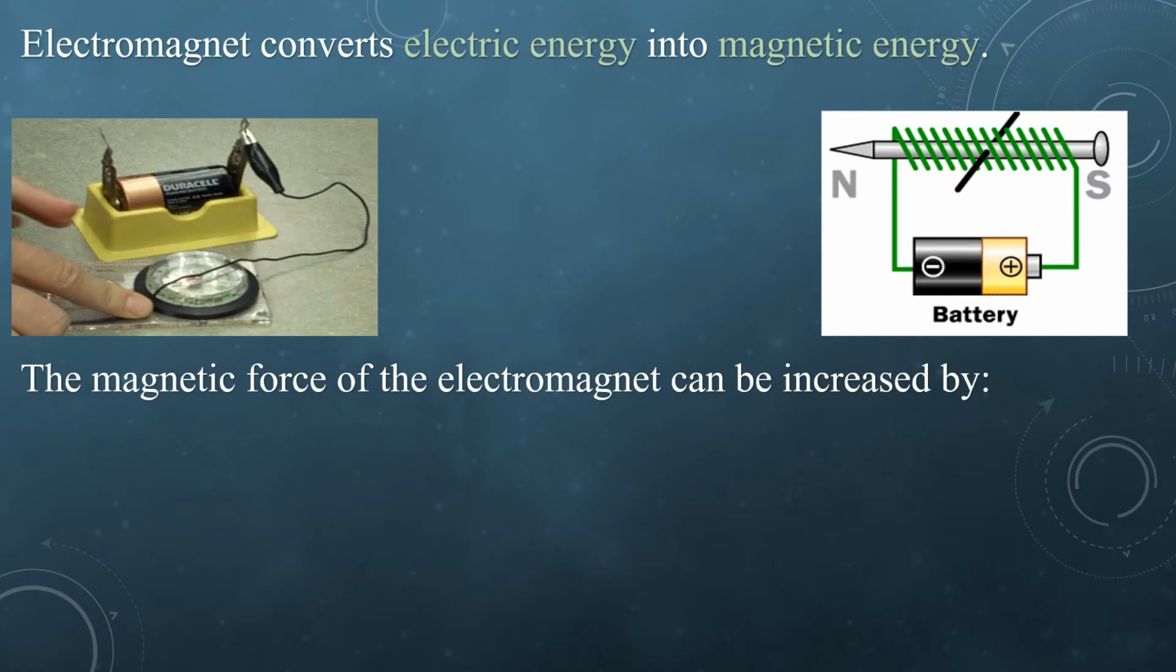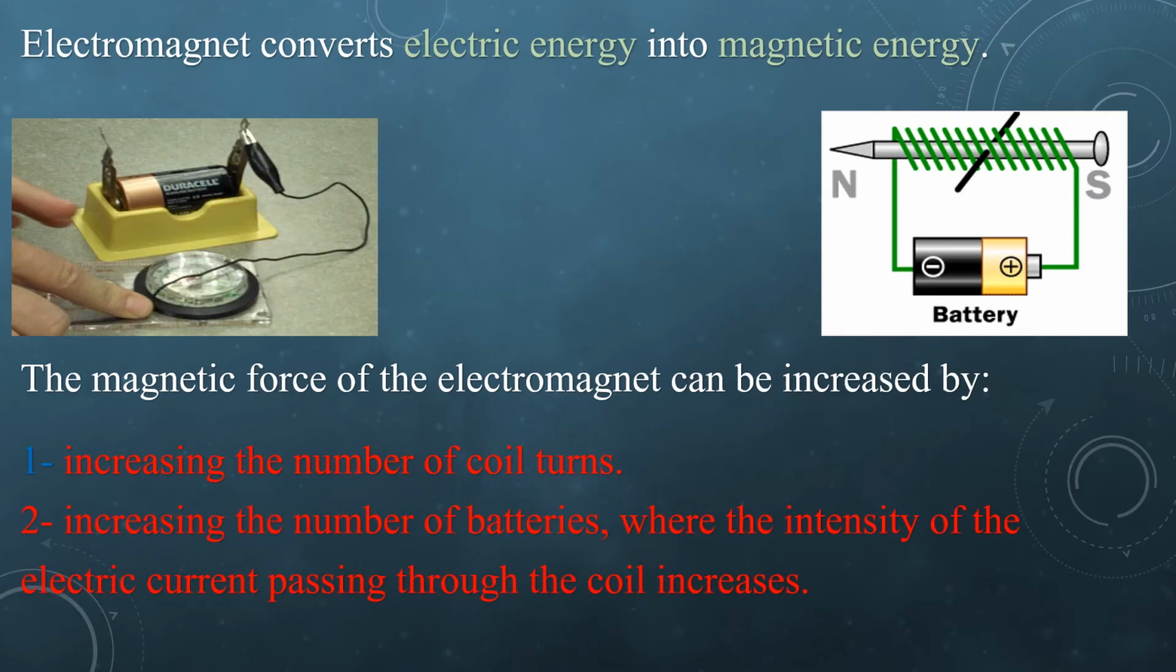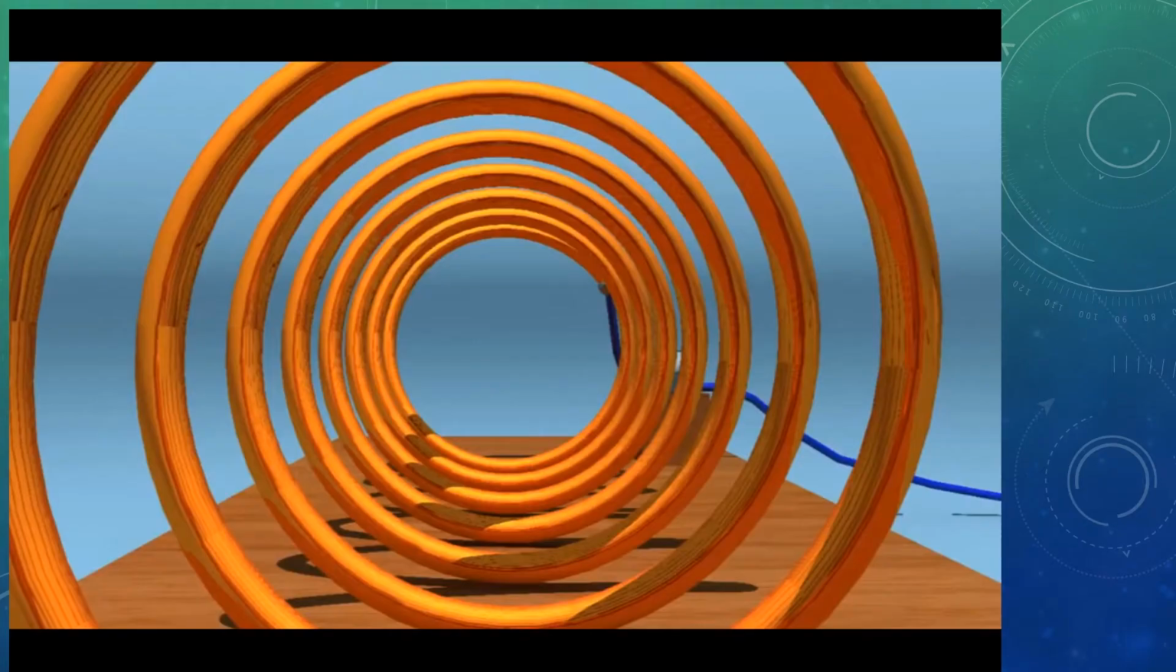So how many paper clips did your electromagnets attract? 1, 2, 3. Okay, who wants to attract more paper clips? Well, for this purpose, you will use some small tips. The first step is increasing the number of coil turns. The second step is increasing the number of batteries or dry cells to increase the electric intensity, so you will have a stronger electromagnet.